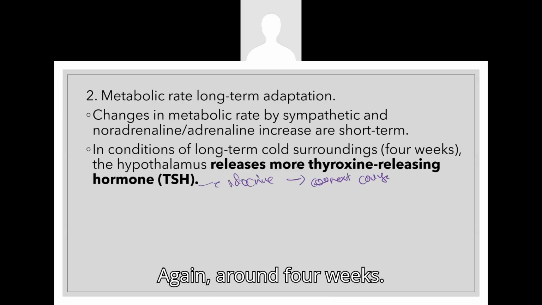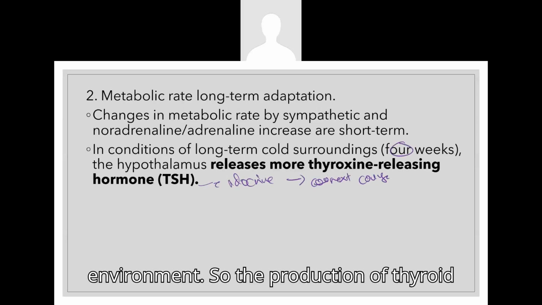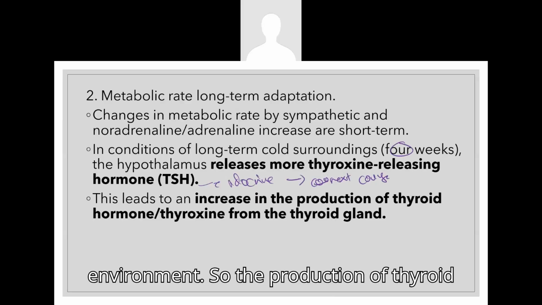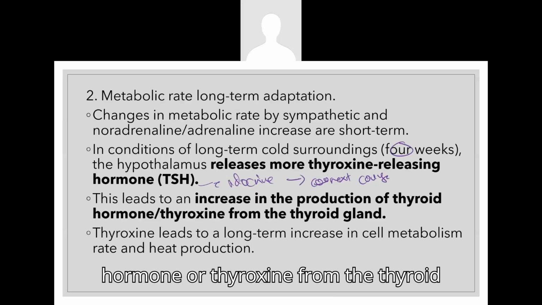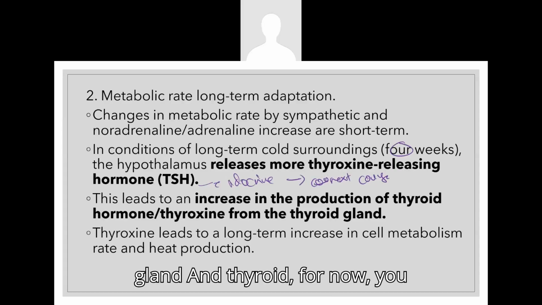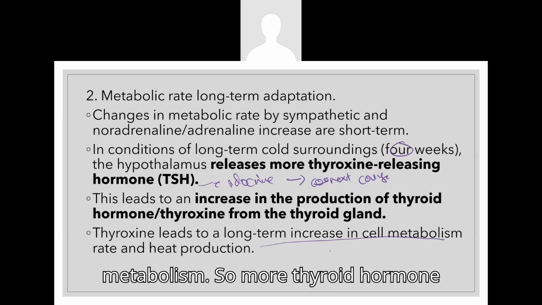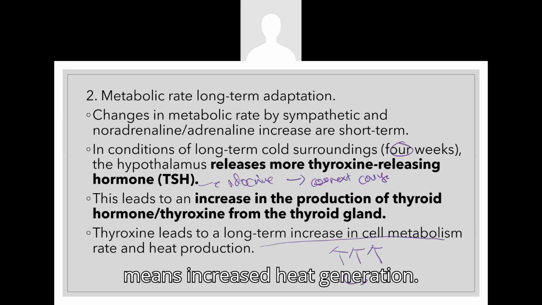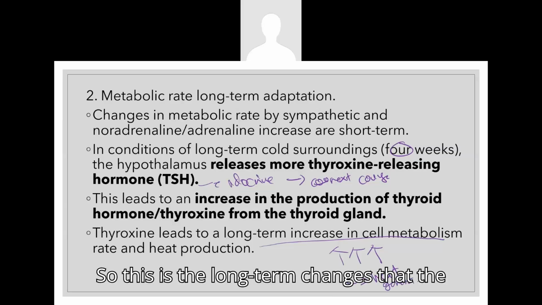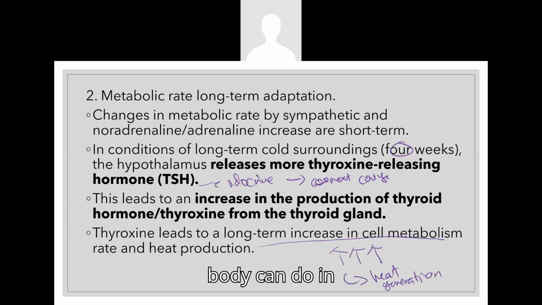Again, around 4 weeks. So this is when we are in a cold environment. So the production of thyroid hormone or thyroxine from the thyroid gland, and thyroid, for now, you need to know they are involved in cell metabolism. So more thyroid hormone means increased cell metabolism. That means increased heat generation. So these are the long-term changes that the body can do in a cold environment.